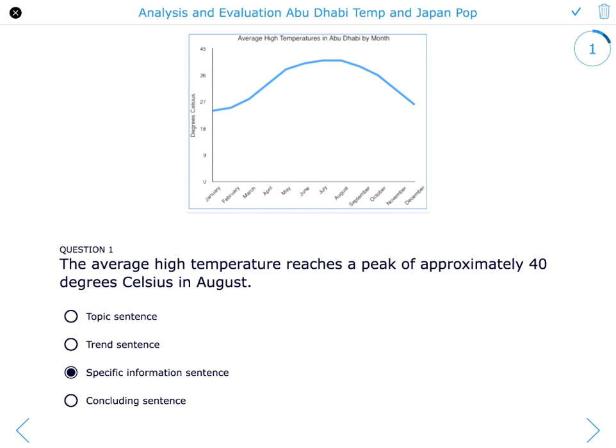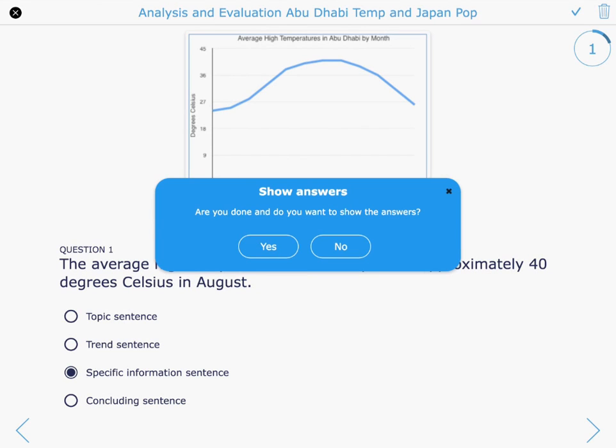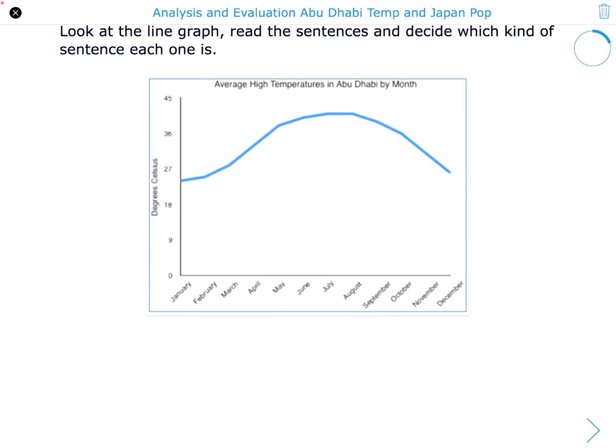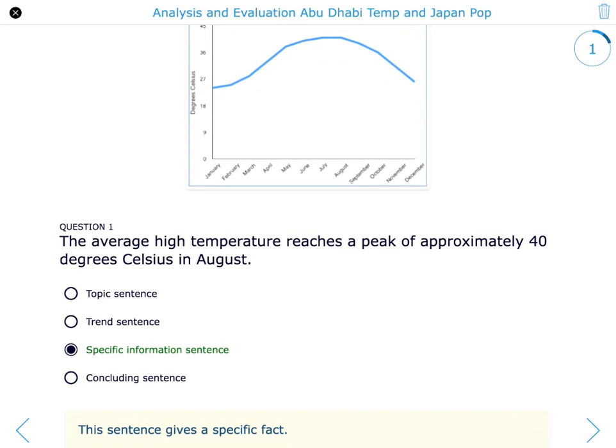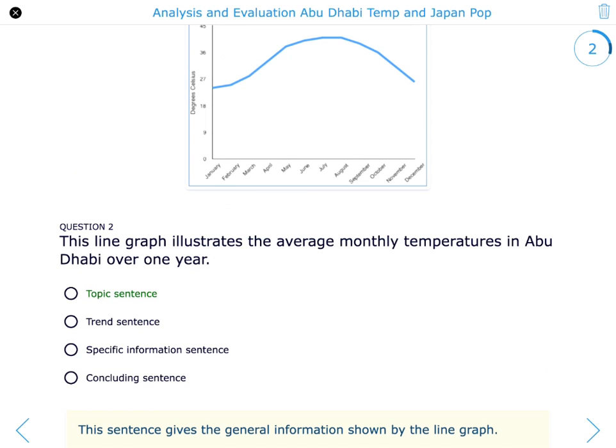information sentence. When I check my answers, it will show the correct answer in green, or if I had gotten it incorrect, in red, along with a rationale. So the sentence gives a specific fact.